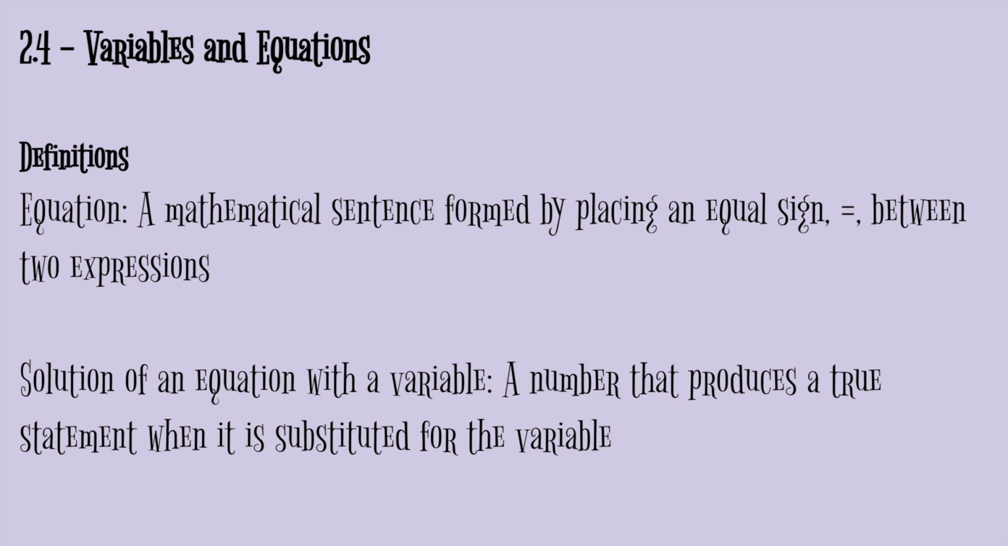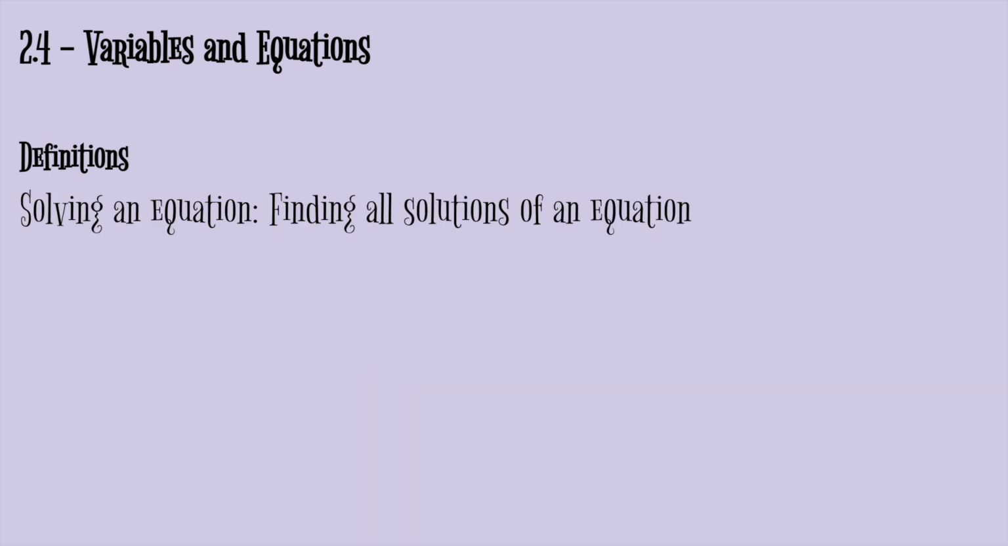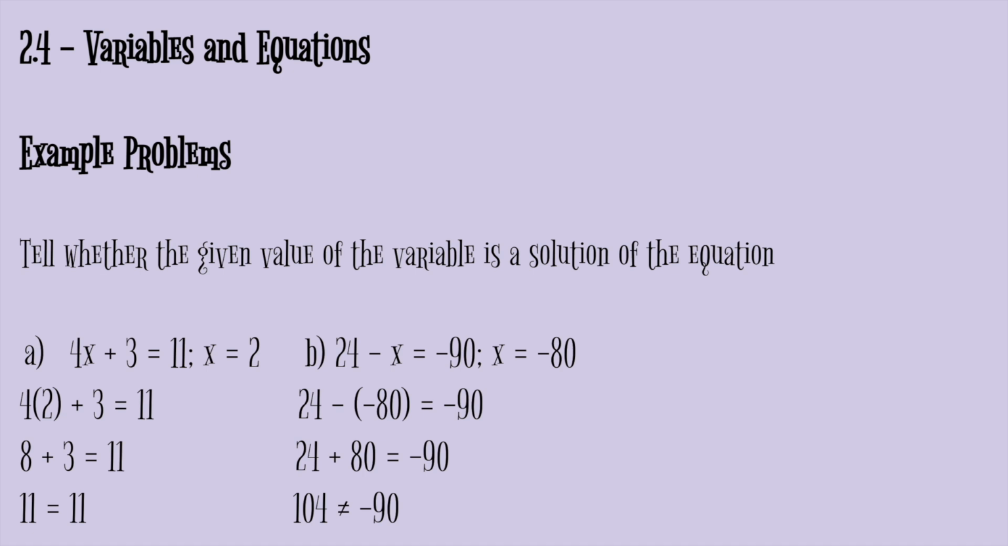Now defining some key terms. An equation is a mathematical sentence formed by placing an equal sign between two expressions. The solution of an equation with a variable is a number that produces a true statement when it is substituted for the variable. Last, solving an equation means finding all solutions of an equation. Next, moving on to some example problems.